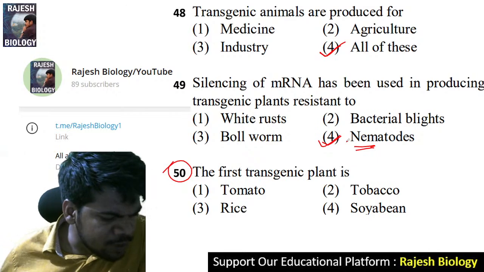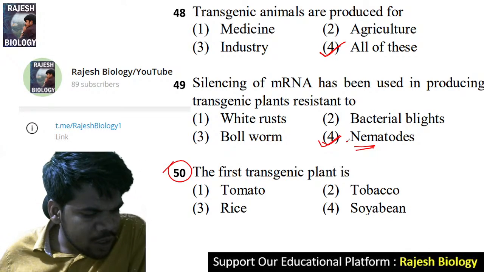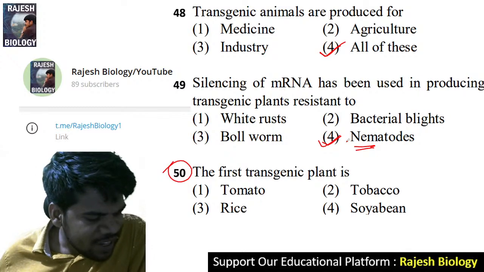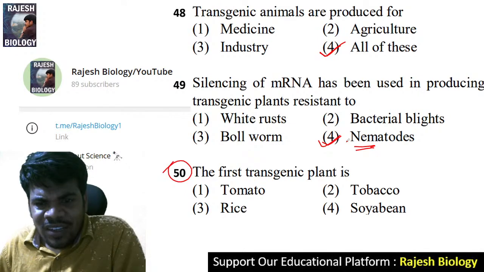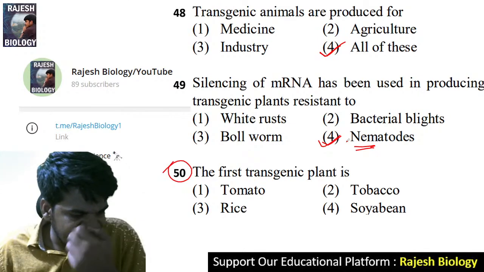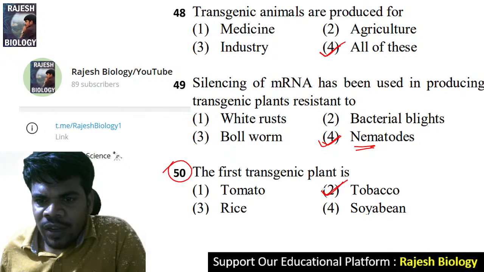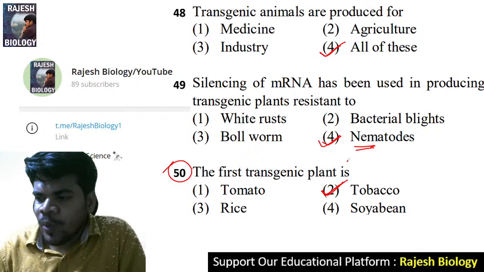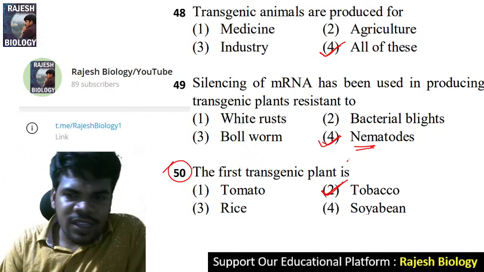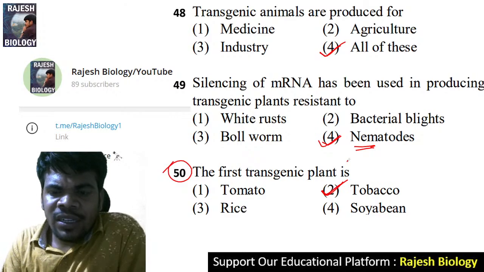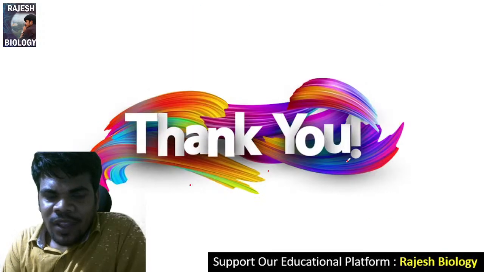Last but not least, the right answer for the 50th question. Yeah, let me check. Praveen, right? Dharani, you are giving. How many options are there? And Gyaneshwari, right? Dharani, right? Very good. The first transgenic plant, everybody knows, is tobacco, which causes emphysema. Yes, tobacco is the first transgenic plant, which causes emphysema and oral cancer, lung cancer, everything.